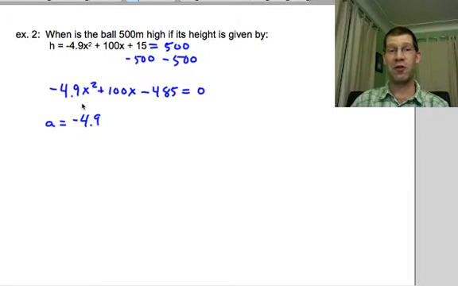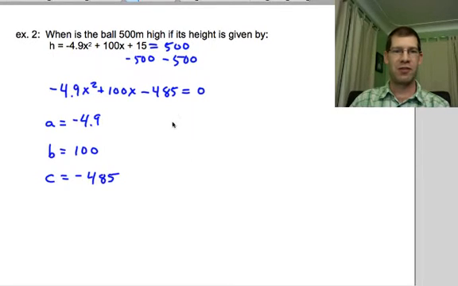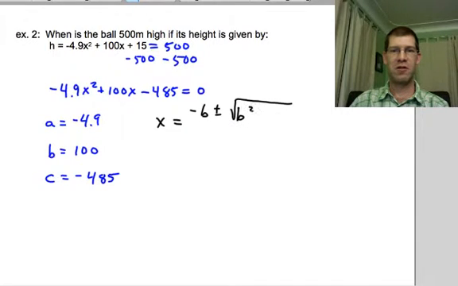So a is going to be negative 4.9, the number in front of x squared. B is going to be positive 100, and c is going to be negative 485. So then I could jump over to my quadratic formula. We'll switch colors and say x equals negative b plus or minus the square root of b squared minus 4ac, all over 2a.